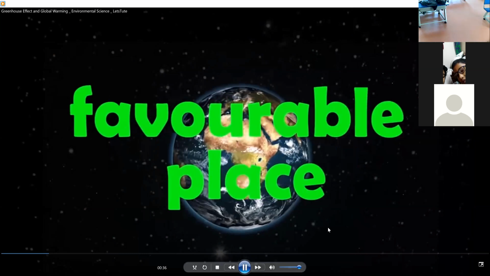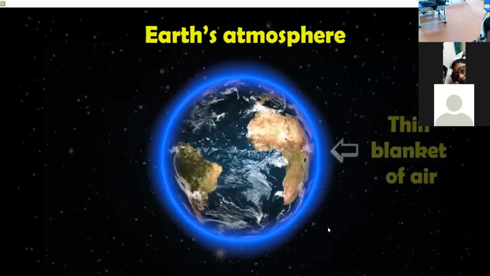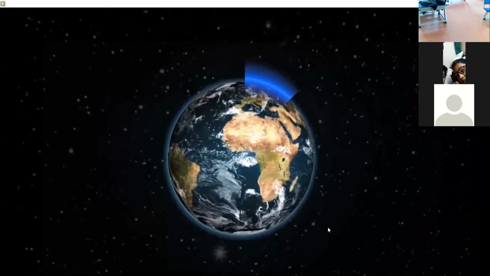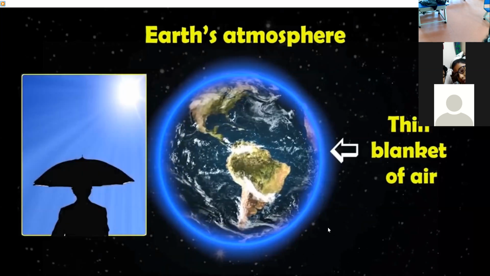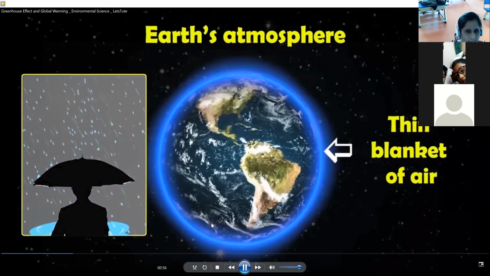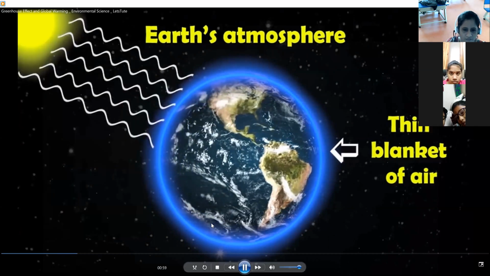It is the Earth's atmosphere, which is a thin blanket of air surrounding the Earth from all sides. This air is a mixture of many different gases. Just like an umbrella which protects us from sun and rain, this thin layer of air protects Earth from the harmful radiations from the sun.